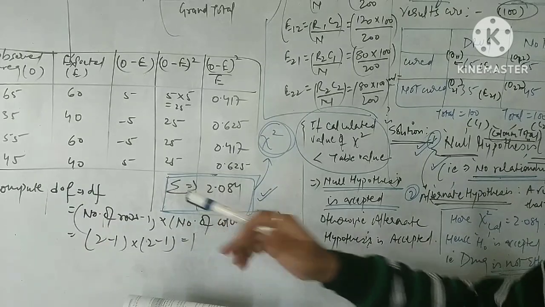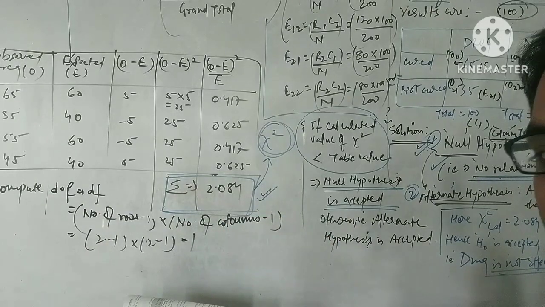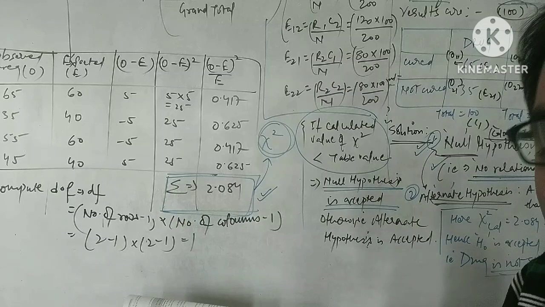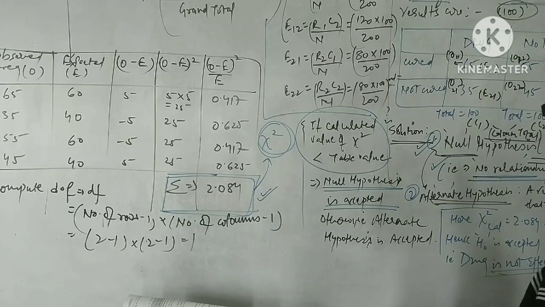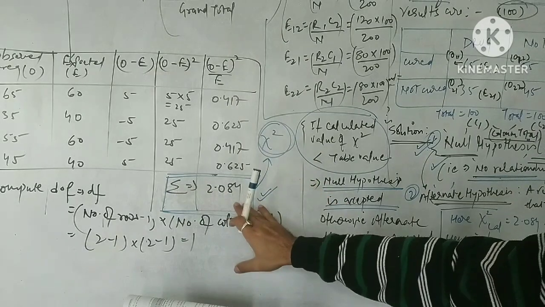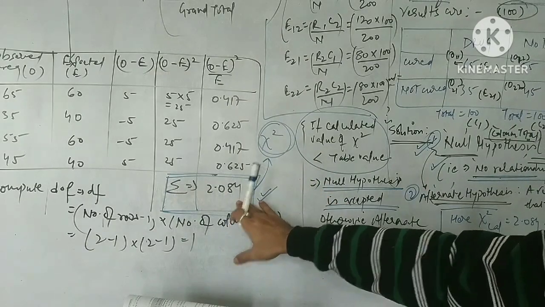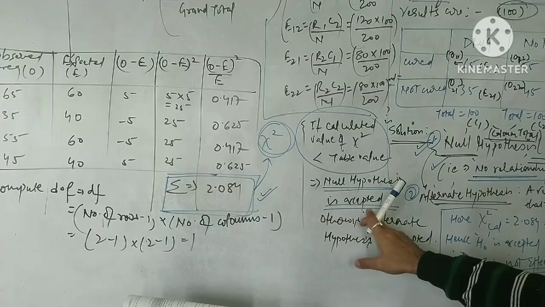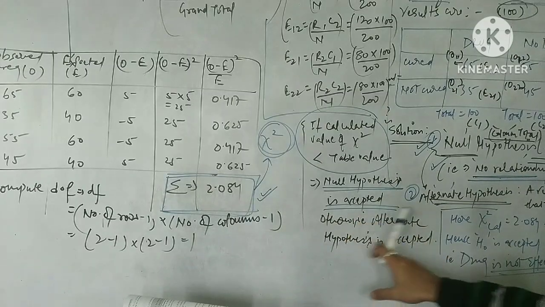For 1 degree of freedom, similarly the chi-square value for 0.5 degree of freedom and for any other degree of freedom is provided to you in the appendices, so you can read it from that appendix or from that table. We have to compute the chi-square. If the computed chi-square value is less than the tabulated value, then our null hypothesis is accepted. Otherwise, the alternate hypothesis is accepted.